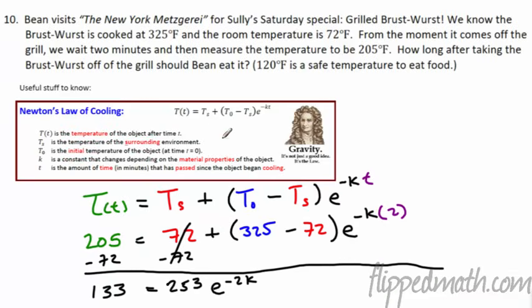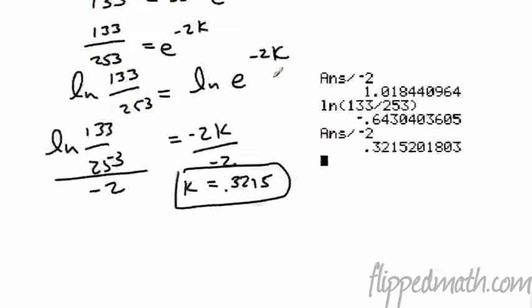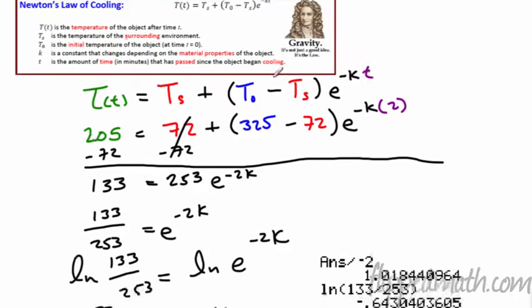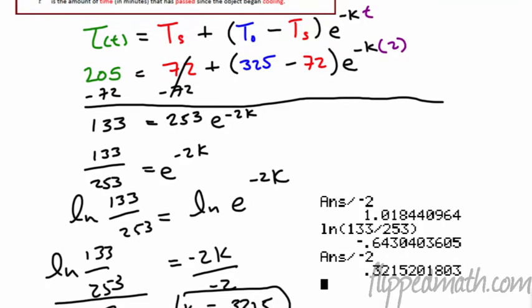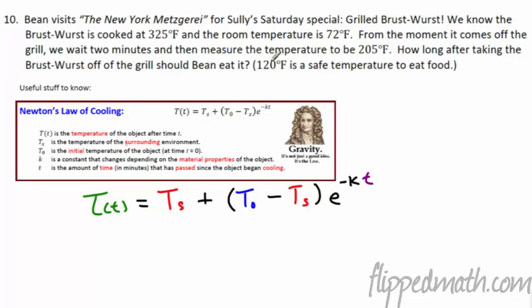All right, we're not done yet, though, because we want to know after how long, so finding a value of k doesn't really answer our question, after how long should Bean eat the Brustwurst, assuming that 120 degrees is the safe temperature. So we need to go through this whole process again. I'm going to delete all this stuff here. I am going to leave the original equation, though. And so what do we know right here? We want it to be 120 degrees. That's going to be the temperature at time t. So the temperature at time t is going to be 120 degrees. The surrounding temperature is still 72 degrees.